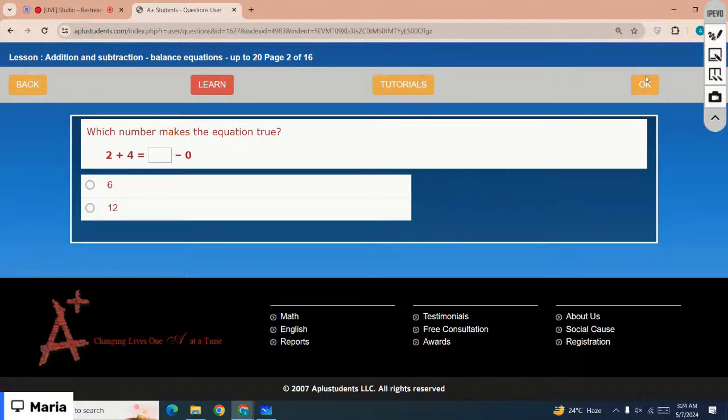Okay, the next one is which number makes the equation true? 2 plus 4 equals the missing number minus 0. So, which is the correct option?